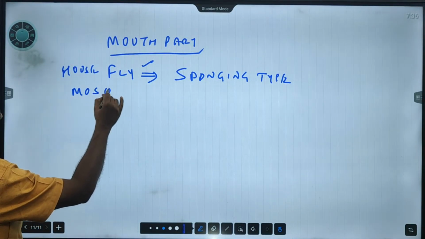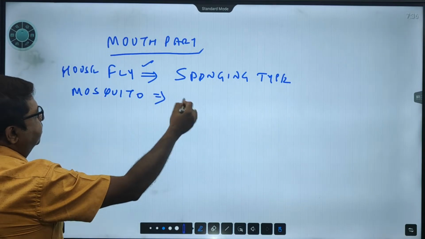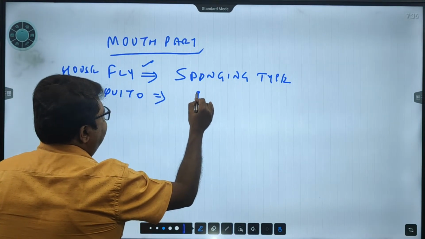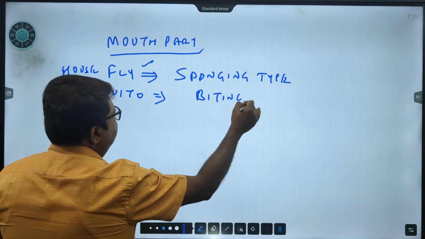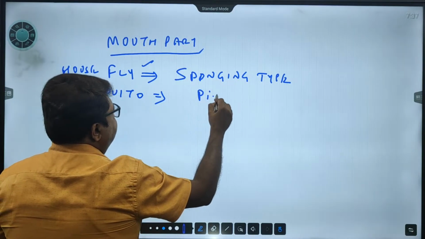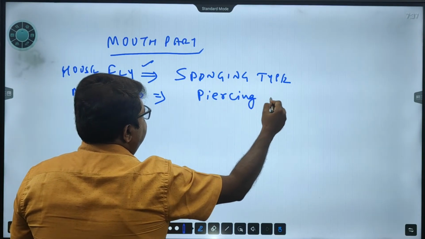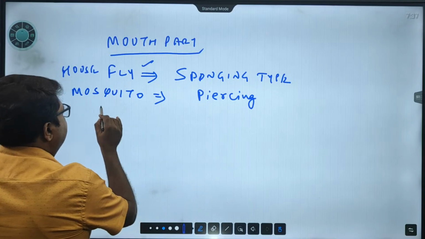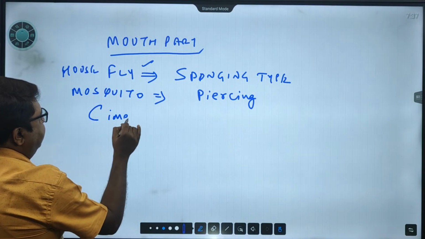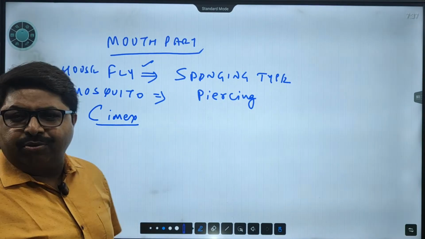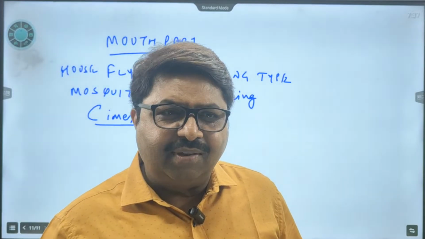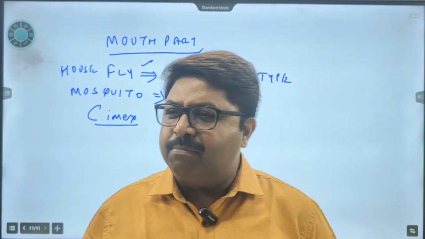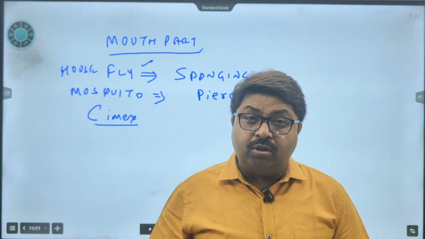Mosquito. Tell me what kind of mouth part they have? They have biting, piercing, not biting, piercing type. And who else has piercing type? Cymex. What is Cymex? They have got piercing type. Mosquito, they have got piercing type, and they feed on your blood.